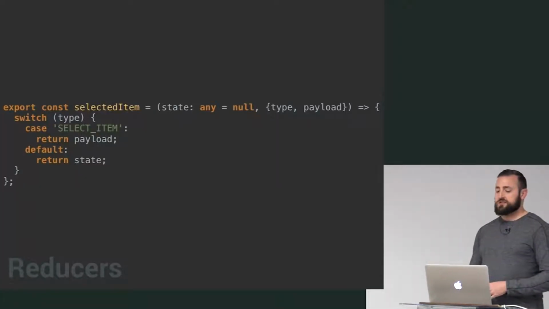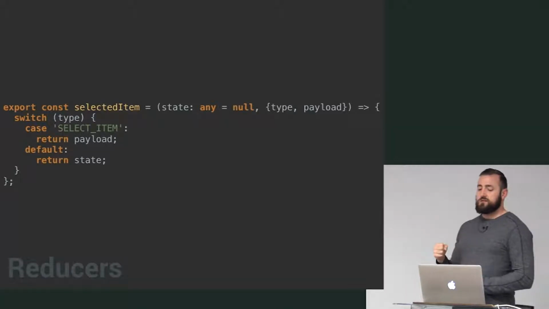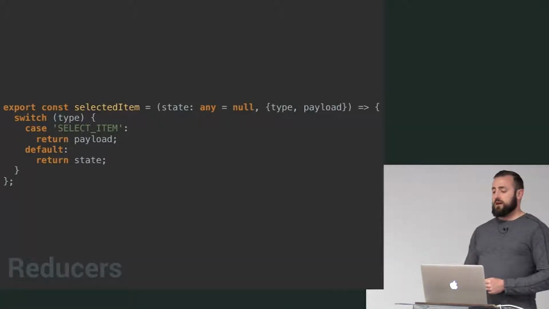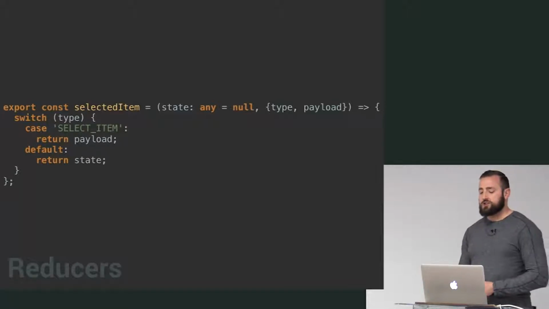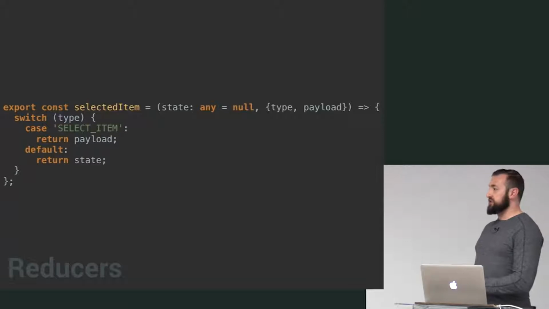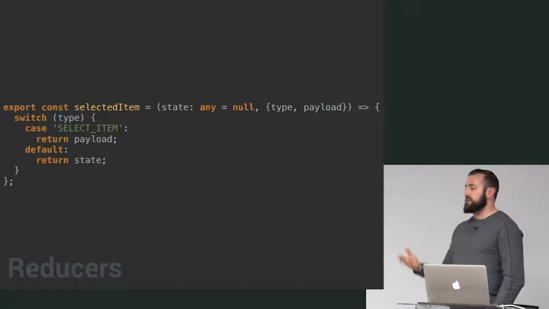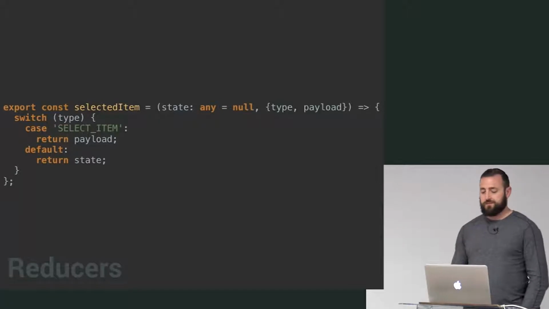And so you can see here, selected item, that now we have this reducer. It comes in, and we have this action with type and payload, depending on the type. In this case, it's just select item, that we return the payload, and that is the new state.